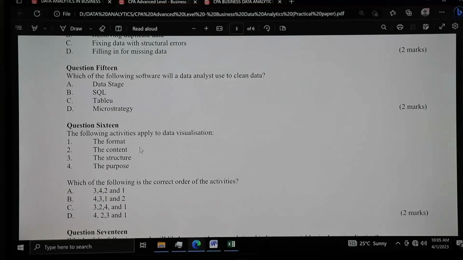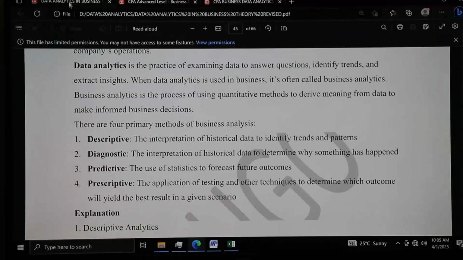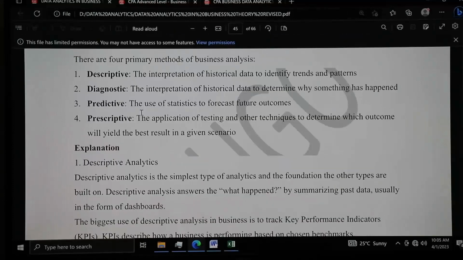Activities applied in data visualization. Visualization, we said, is a concept under which data is represented in the form of figures. Data is represented in the form of numbers, and that is in the form of graphs.